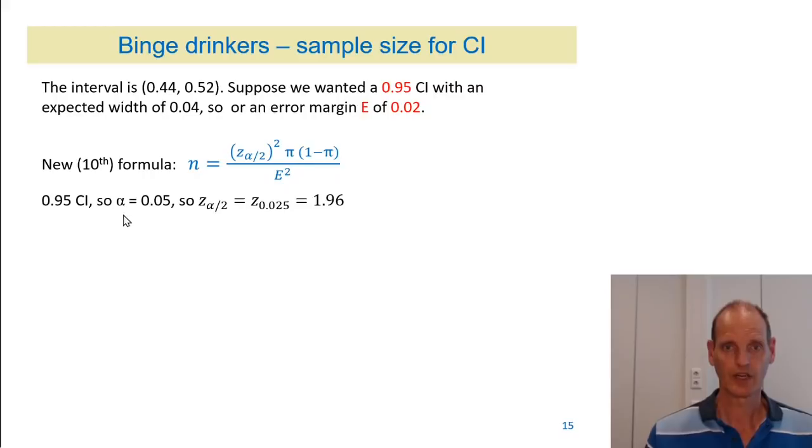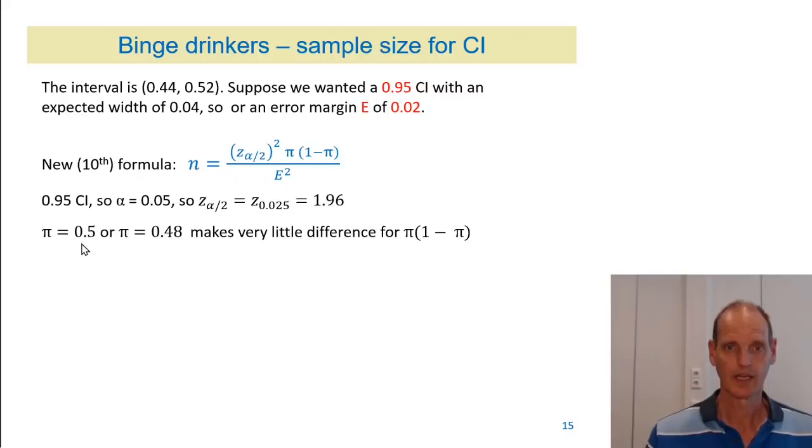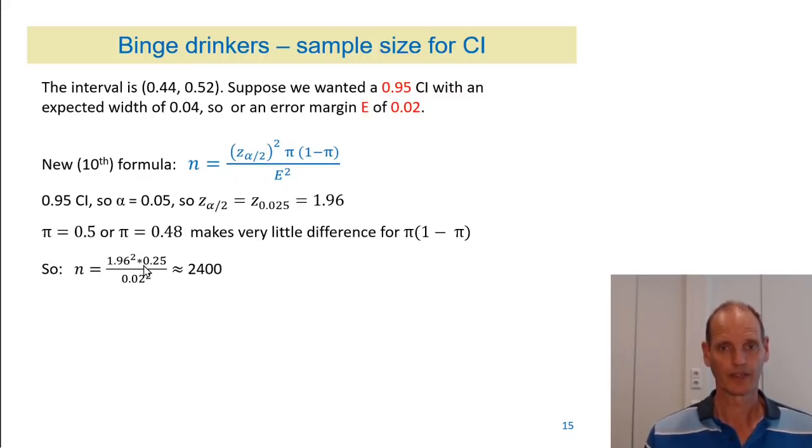50%. So let's start with the alpha. Z alpha divided by 2 is 1.96, pi is 0.5, or you could take pi as 0.48 because we have already done this experiment. It makes very little difference for pi times 1 minus pi. So n is 1.96 squared times 0.25, that is 0.5 times 0.5, divided by 0.02 squared, and that is a very large number. We would need 2,400 observations.